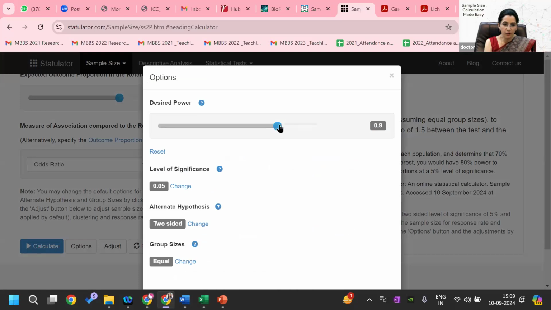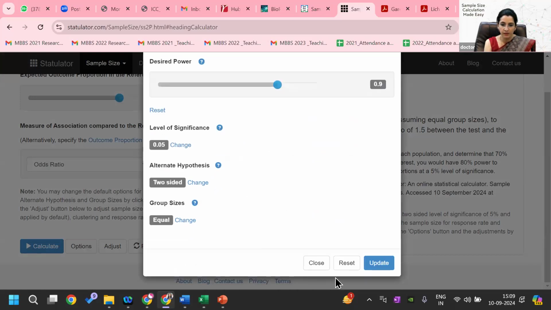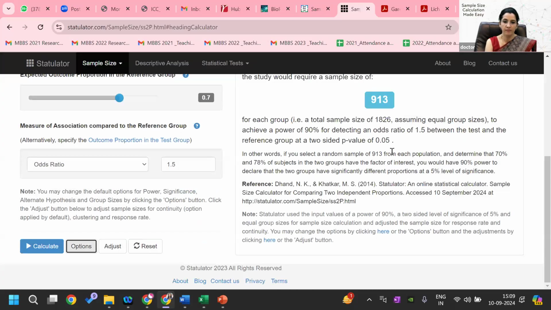Oh, I forgot to press update. That's why I'll just press update. And then you can see it is 90. Just read this, at what power it is yielding. So it is at 90%.